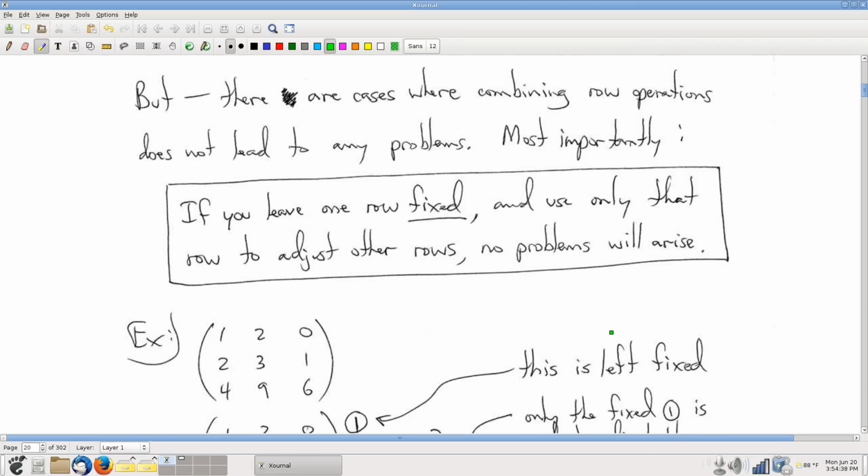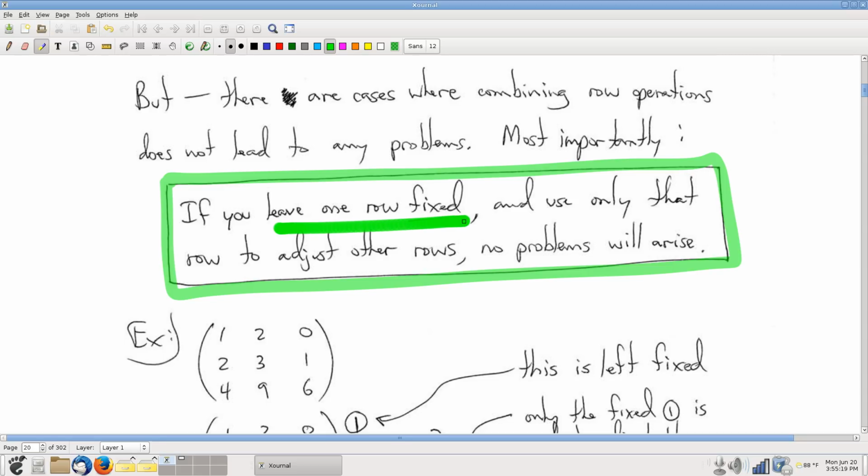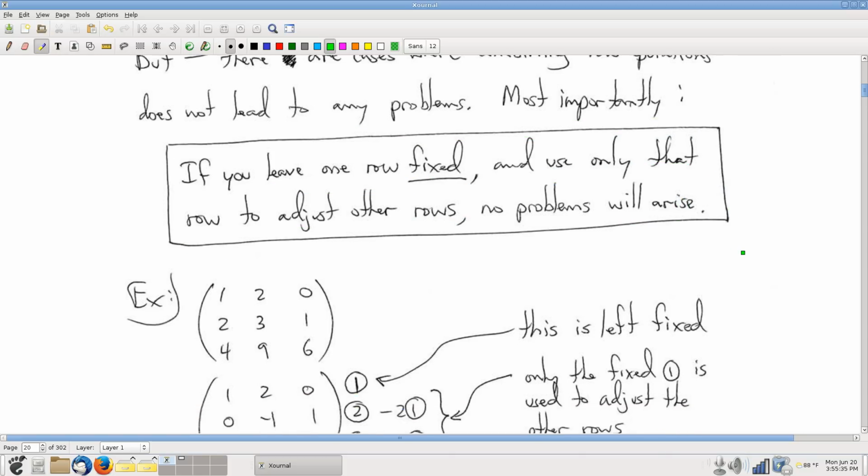So that being said, it is very convenient in some cases to combine row operations. I am not going to give a complete listing of all different ways that you can guarantee that your combination of row operations, seeming combination of row operations, will be an actual combination of row operations. I'm going to show you one example and suggest how you can make the determination yourself. So here's the example. And that is, if you leave one row fixed, pick one row, don't change it as part of your step, and if, furthermore, you use only that row to adjust other rows, then you'll be okay.